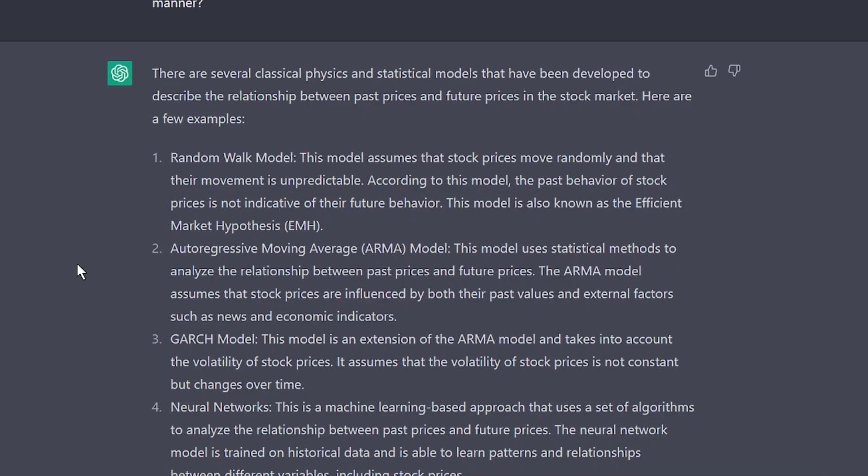2. Autoregressive moving average, ARMA model. This model uses statistical methods to analyze the relationship between past prices and future prices. The ARMA model assumes that stock prices are influenced by both their past prices and external factors such as news and economic indicators. 3. The GARCH model. This model is an extension of the ARMA model and takes into account the volatility of stock prices. It assumes that volatility of stock prices is not consistent but changes over time.